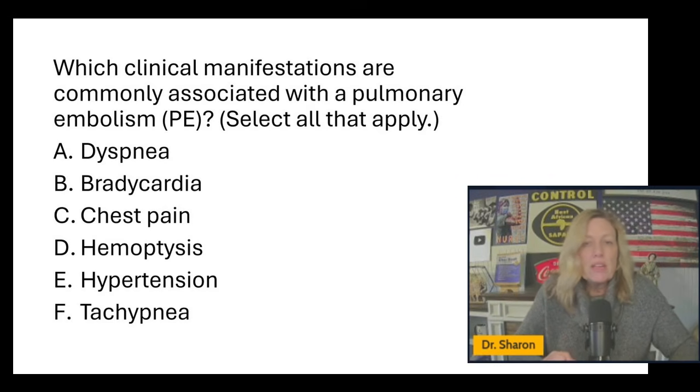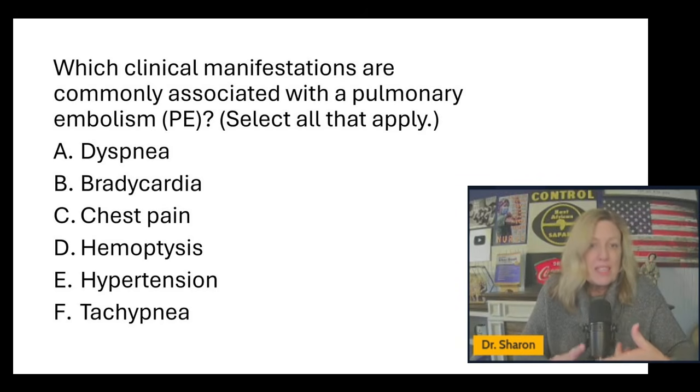So what clinical manifestations? Dyspnea, bradycardia, chest pain, hemoptysis, hypertension, and tachypnea. You should really know these, because if you are taking the NCLEX and they are doing the Next Gen case study and it's a DVT PE case study, you don't want to choose PE or DVT unless you have clear signs and symptoms of that. So you need to know what the signs and symptoms are.